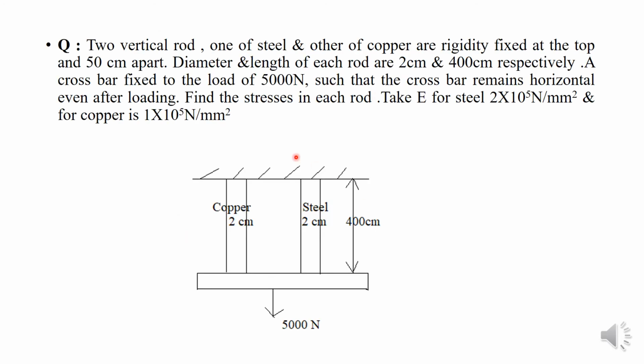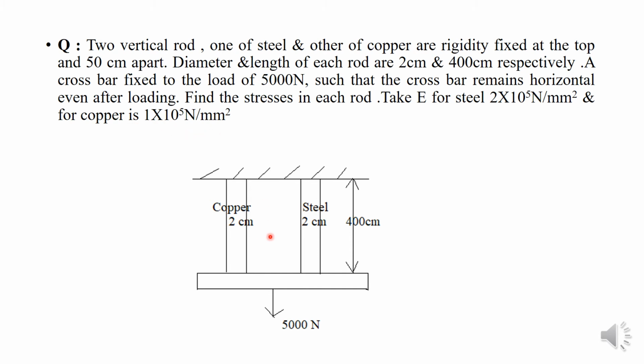Next question. Two vertical rods, one of steel and the other of copper, are rigidly fixed at the top and 50 centimeter apart. Diameter and length of each rod are 2 centimeter and 400 centimeter respectively. A crossbar fixed to the rods carries a load of 5000 Newton such that the crossbar remains horizontal even after loading. Find the stresses in each rod. Take Young's modulus for steel as 2 into 10 raised to 5 Newton per mm square and for copper as 1 into 10 raised to 5 Newton per mm square.